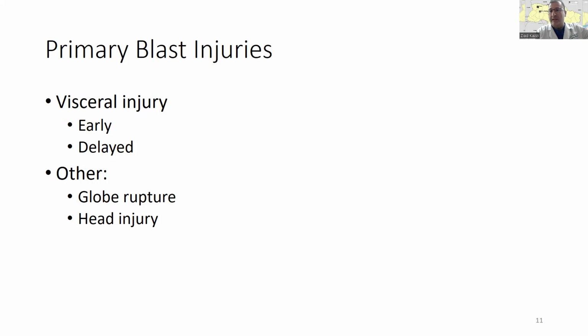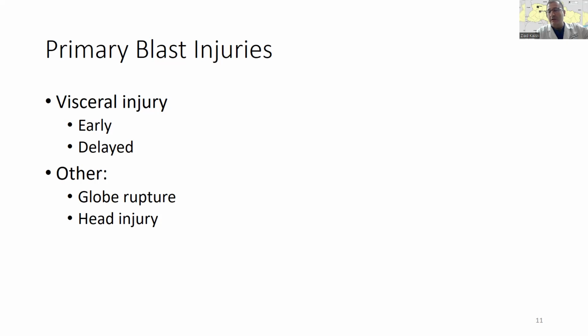Thinking about the globe of the eye is also important. That's another organ that can be damaged with the primary blast wave and rupture. So looking at the size of the pupil, the shape of the pupil, the intraocular pressures, the visual acuity, all of these are hints whether the globe is intact or ruptured. And if it is ruptured, of course, you have to consult an ophthalmologist and cover the globe, protected from leakage of the fluid that's inside the globe.